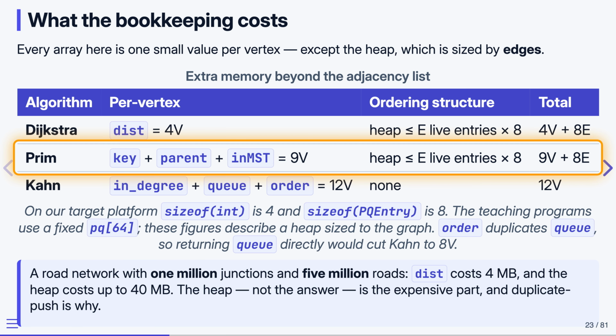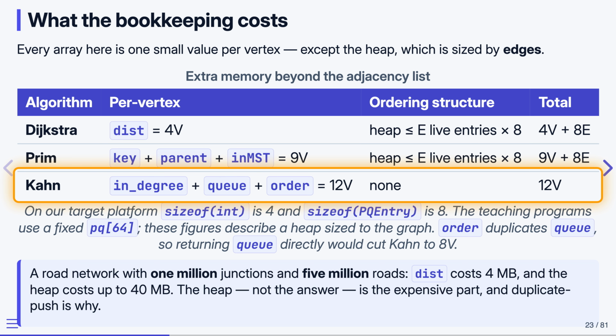Prim keeps 3 arrays. Key and parent are ints, and in tree is a small flag. Together that is 9 bytes per vertex. Its heap is exactly the same size as Dijkstra's, so Prim costs 9V plus 8E.